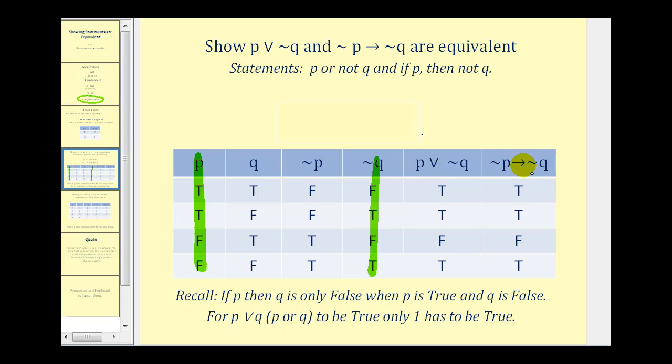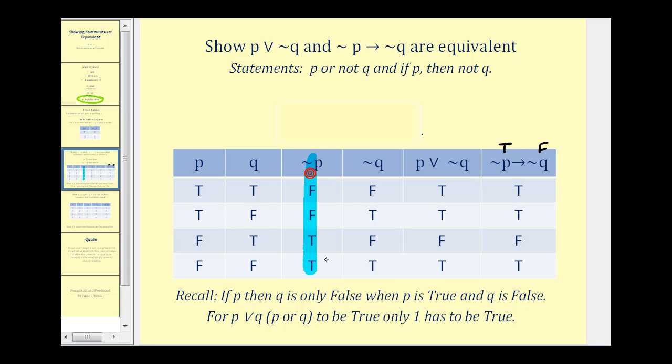And now we're going to go to the last column and try to determine where if not P, then not Q is true and false. Remember, for a conditional statement like this, it's only going to be false when the hypothesis is true and the conclusion is false. So we're going to take a look at the column not P and look to see where it's true, and then determine where at the same time not Q is false. That's the only time this conditional statement will be false.